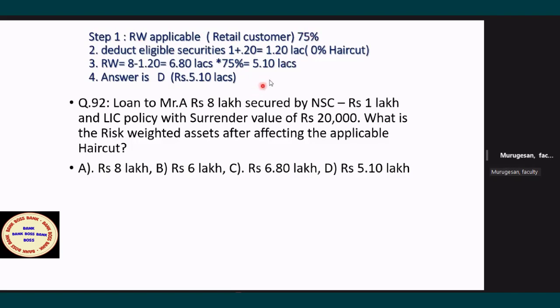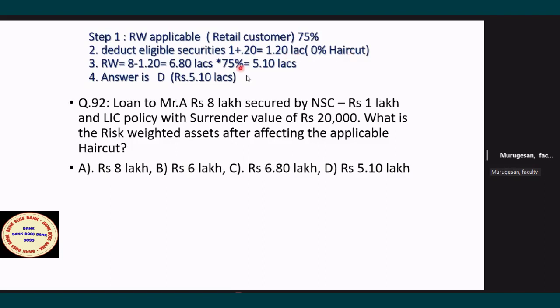Now, before applying the risk weight, you have to adjust the collateral, because you can always sell it and realize the proceeds, though it will be subject to haircut. Second, deduct eligible collateral security approved by Basel III. Here the NSE is completely approved, with zero haircut. And the LIC policy surrender value is 20,000. He has already pledged the NSE and assigned the LIC policy, so it is already available with the bank, and the bank can always get the cash. So 1.20 lakhs, here zero haircut.